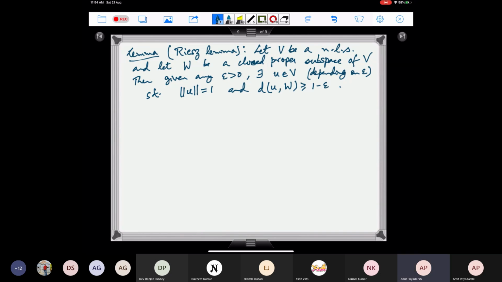Right. So what this is saying is that if you take any proper and closed subspace, then you can find a unit vector in V such that its distance is bigger than or equal to 1 minus epsilon for any epsilon positive. So you see that this says that actually you can get a sequence such that the distance between u and W actually goes to 1, right? Because this you can make bigger than or equal to any number smaller than 1.